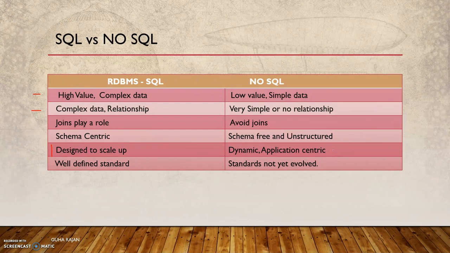Today we hear about Twitter or WhatsApp. They are all recent, less than about a decade old, and in another four or five years, they are supposed to change. So it is dynamic and application centric, then go for NoSQL. And the final point is that well-defined standards exist for RDBMS, and there's a concept of normalization in RDBMS. No such standards exist so far in NoSQL.